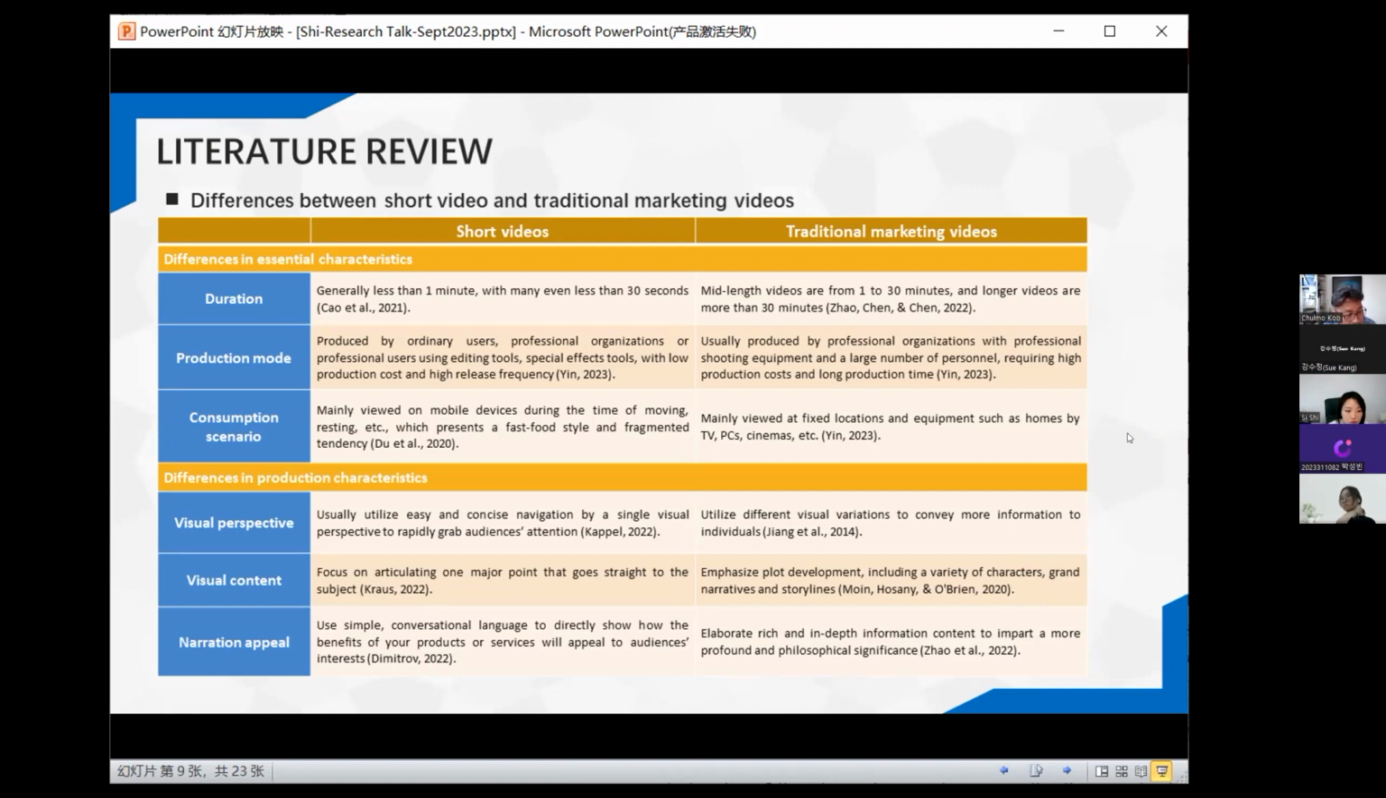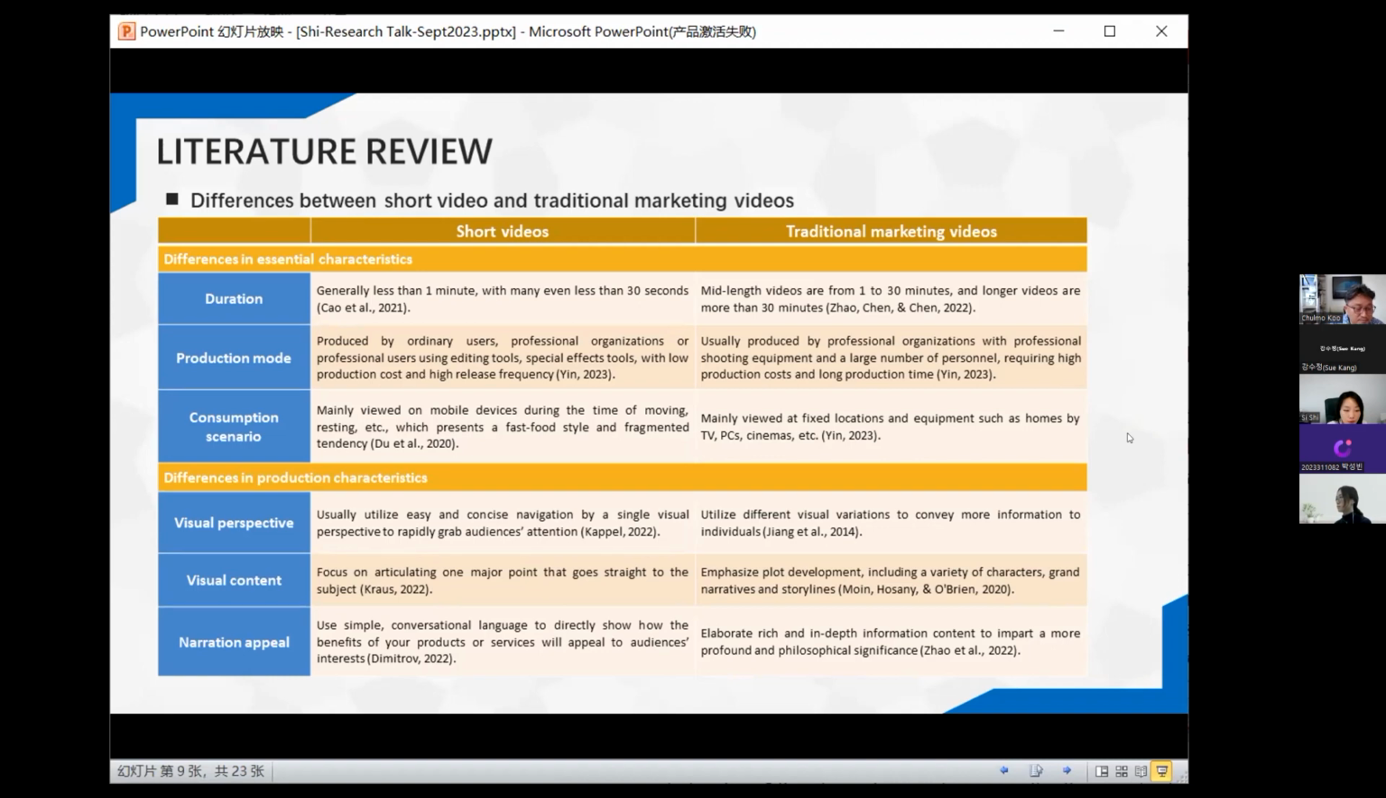And for the production mode, traditional marketing videos are usually produced by professional organizations with professional shooting equipment and a large number of personnel. So that means they require high production costs and long production time. But short videos are usually produced by ordinary users. And well, maybe nowadays some professional organizations will also produce them, but that requires relatively lower production costs and shorter production time. And they have a high release frequency.